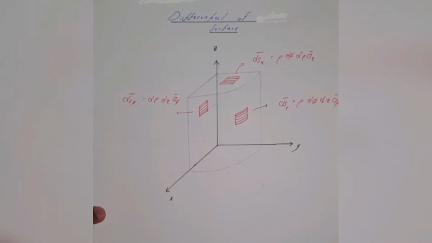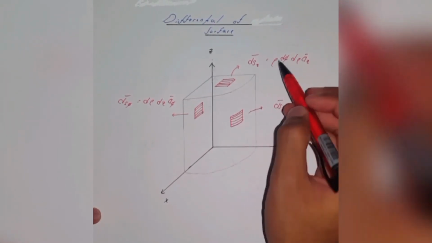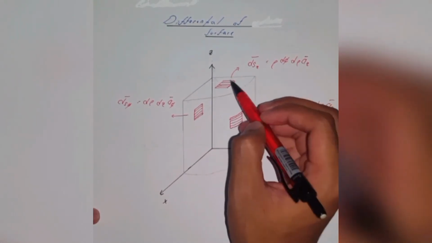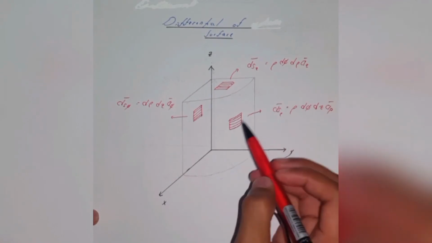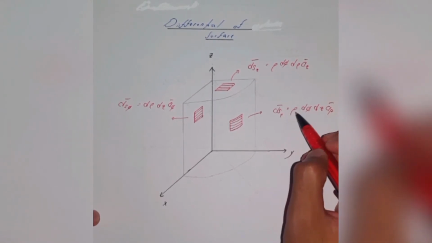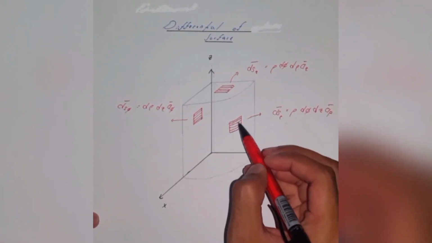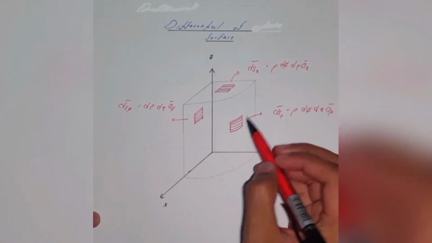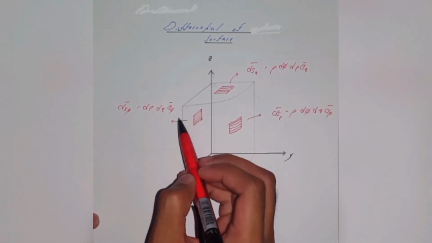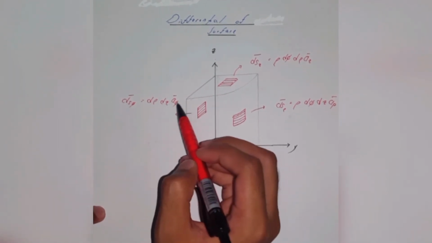Okay, for differentials of surface, vector ds from z direction is equal to rho dphi d rho direction of az. As you can see, this shaded region is the top of the cylinder. And for this, vector ds rho is equal to rho dphi dz direction of rho. As you can see, this shaded region is the side of the cylinder. And for this, the vector surface for phi is equal to d rho dz direction of phi.